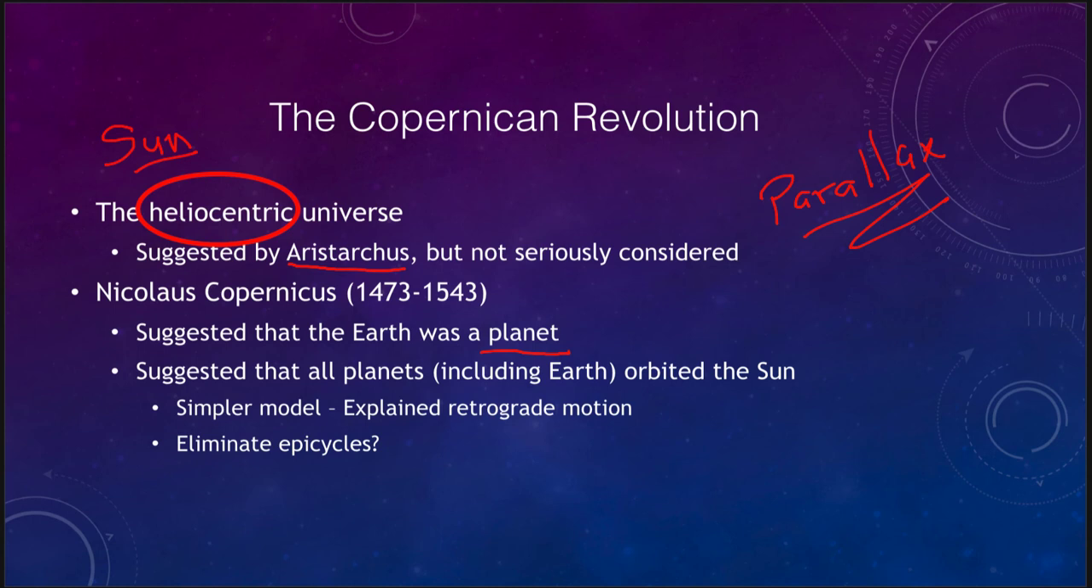This was a simpler model. It was a simple way to explain retrograde motion, or the backward motion of the planets. The planet appears to go backwards: it was traveling in one direction, then stopped and made a loop going the other way, and then continued on. In order to explain this, remember that we needed epicycles under the Ptolemaic theory. However, under the sun-centered theory, or the heliocentric universe, this would be explained naturally when one planet passes the other.